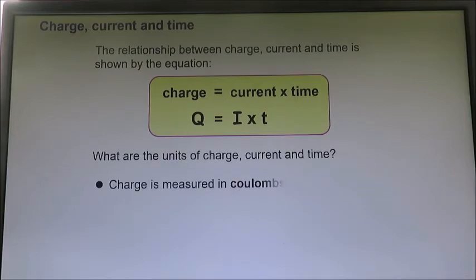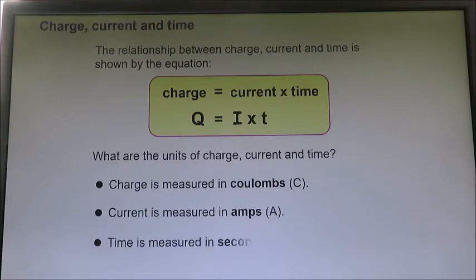Okay, so like we said before, charge is measured in coulombs, which is a big C. Current is measured in amps, which is a big A. You'll be more familiar with that one. And time is measured in seconds, which is S. Now, in this form, it's quite straightforward to use, but there will be times when you have to rearrange the formula to work out different things.